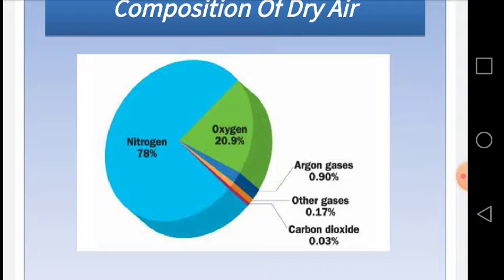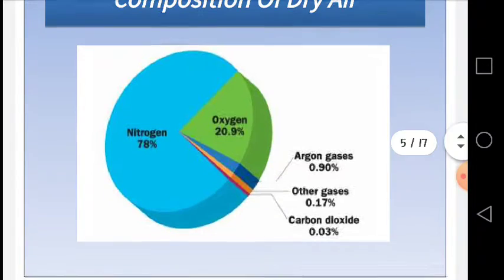The rest are the noble gases and carbon dioxide, and sometimes, if the air is not dry, water vapor. The amount of water vapor in the air can vary widely around the world, from almost 0% in a desert to about 5% in a tropical forest. So the composition of the air comprises these gases which I have discussed with you.